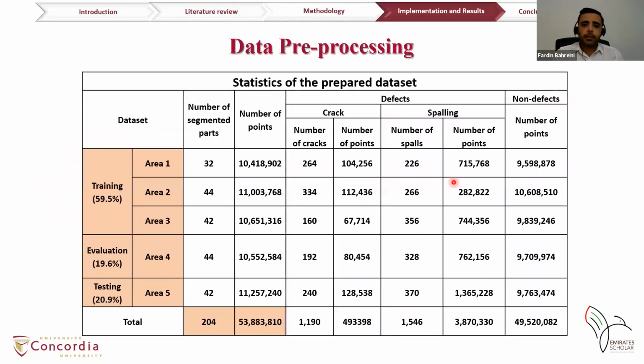The third step is data pre-processing. In this step, we augment the dataset to enlarge it. So flipped data was added to the dataset, and areas 1, 2, 3 were used for training purposes. Area 4 was used for evaluation, and area 5 was used for testing, which is around 20% of the whole dataset. The number of segmented parts is 204, and the number of points is around 53 million points.